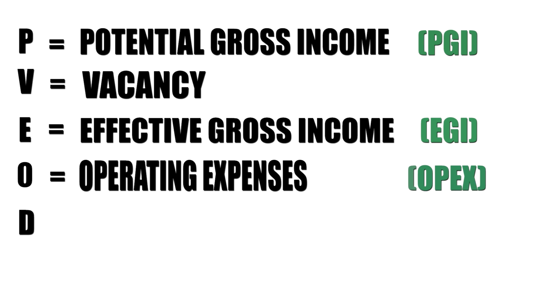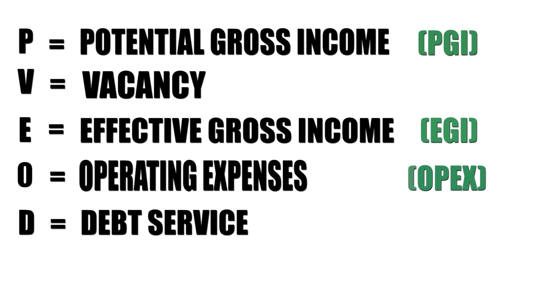Now we have "dry," right? Debt service. Unless the property is paid off and you don't have a mortgage, then you can scratch the DS, the dry. But if you do have a mortgage, you have your debt service, your monthly payments that go back to the bank. So you obviously have to take those into consideration. That stands for dry, DS, debt service.